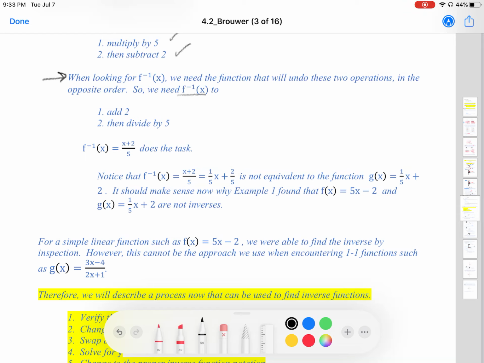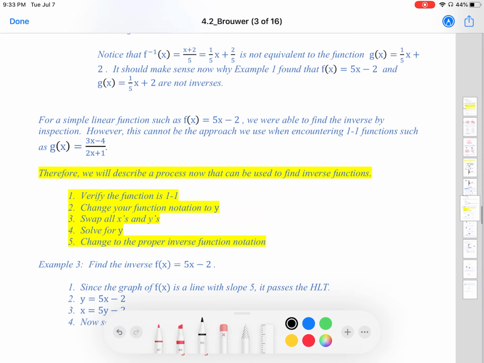Notice that f inverse of x equals (x plus 2) over 5, which is 1/5 of (x plus 2), is not equivalent to the function g of x, which is 1 over 5x plus 2. It should make sense now why example 1 found that f of x and g of x are not inverses.